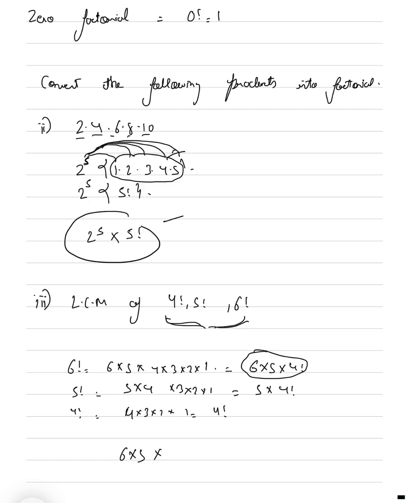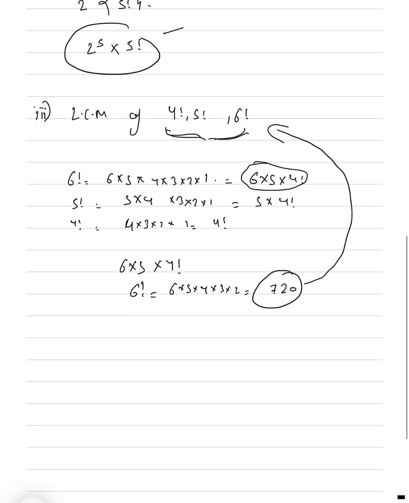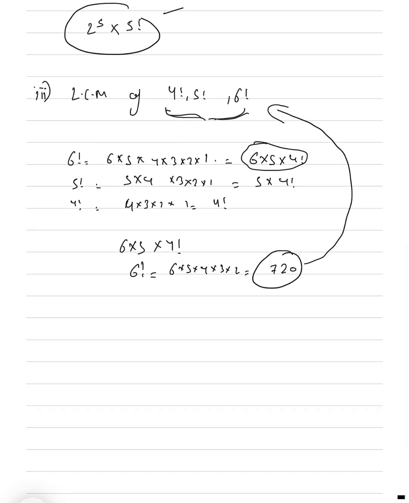So LCM is going to be 6 into 5 into what? Factorial 4, or you can say factorial 6, which is 6 into 5 into 4 into 3 into 2. It is going to be equal to 720, the LCM of these numbers. Okay, so now moving on to another concept, where some questions we are going to do, just the CRT example.